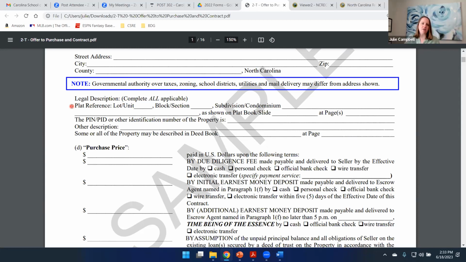There's our plat reference, lot unit block selection. Is it a subdivision or condominium? What's your plat book, slide, and page? The PIN or PID is referring to your tax ID. Every county calls it something different. So which one you use may depend on the county you're in. But we're looking for the PIN number, any other legal description, and then the deed book and page.